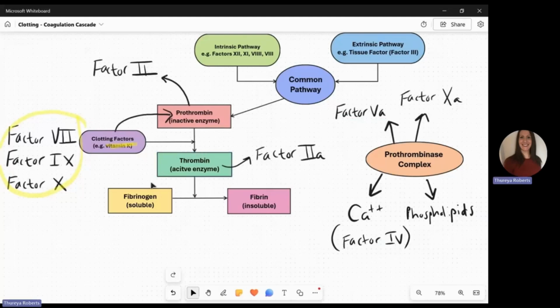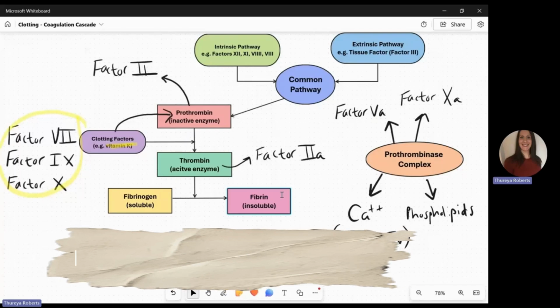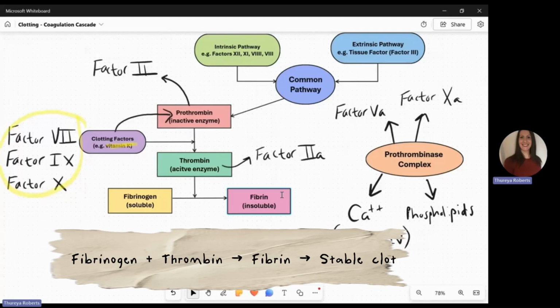Next, thrombin works on fibrinogen, a soluble protein circulating in the plasma. Under the action of thrombin, fibrinogen is converted into fibrin, as shown here in the transition from the yellow box to the pink box. This step is critical because fibrin is insoluble, which means it forms solid strands. These strands weave together into a mesh, trapping platelets, red blood cells, and other components to form a stable clot.